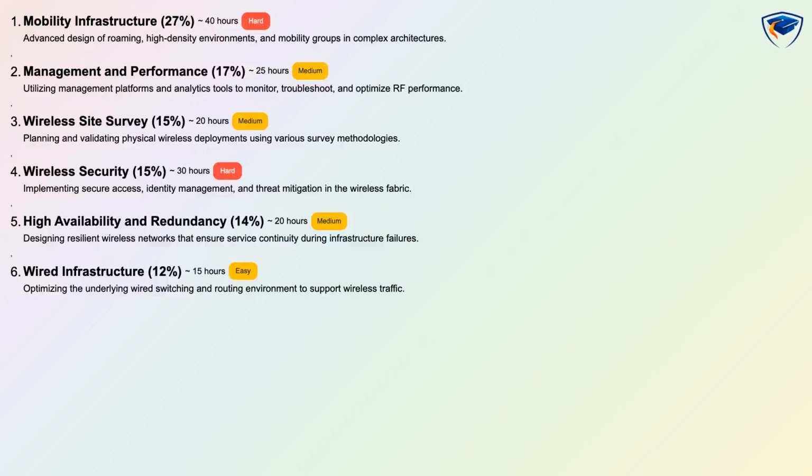Mobility infrastructure 27%, management and performance 17%, wireless site survey 15%, wireless security 15%, high availability and redundancy 14%, and wired infrastructure 12%. Each domain includes a focus area, difficulty rating, estimated learning time and assessment style. I will summarize what you need to learn in each domain and highlight the important topics to master.